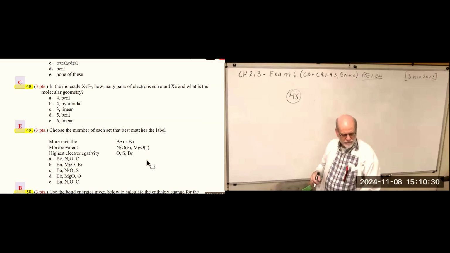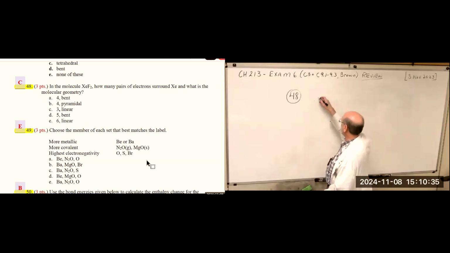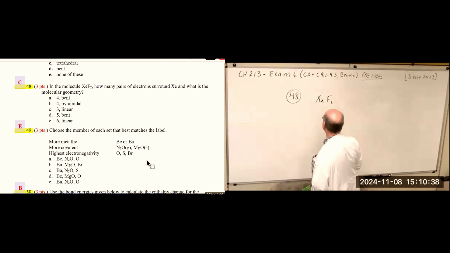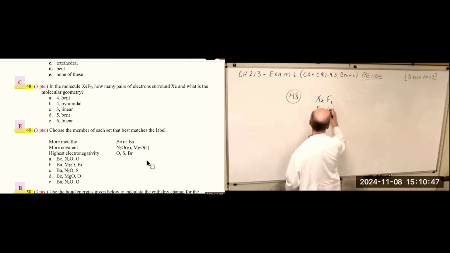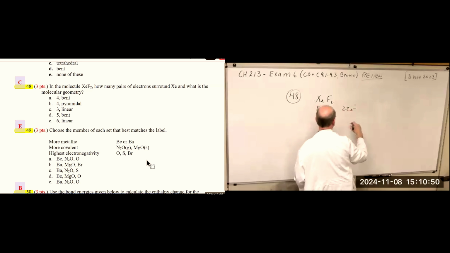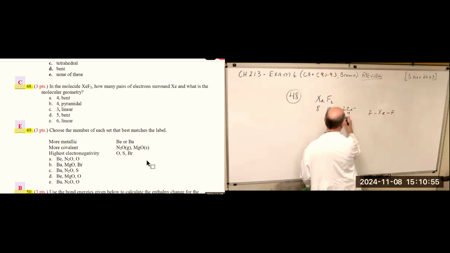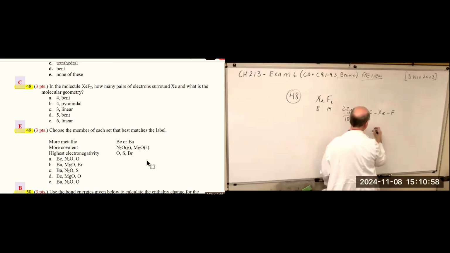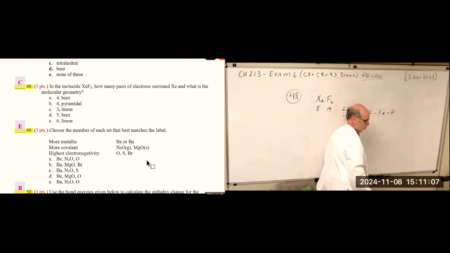In the molecule xenon difluoride, how many pairs of electrons surround xenon and what's the molecular geometry? Okay, xenon difluoride. And it asks for how many pairs of electrons around xenon. You got 8 here, 2 times 7 is 14, that's 22 electrons. Xenon in the middle, fluorine, so that's 4, 18, yep. 2, 4, 6, 8, 10, 12, 14, 16, 18. 3 pair of electrons.